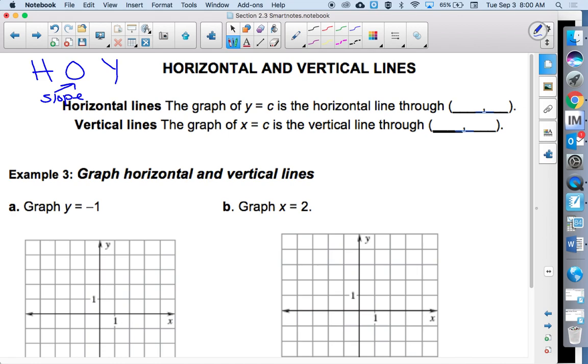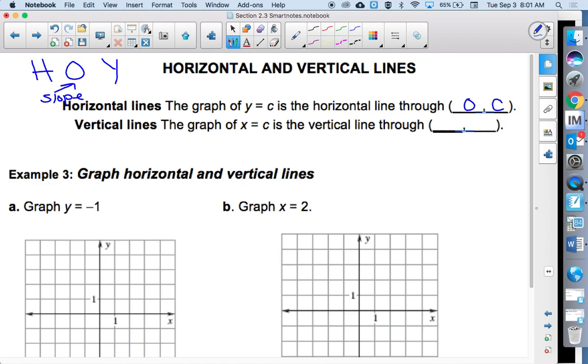It'll pass through the point of something that goes through the y-axis. So I should have some kind of point here. It says the graph of y equals c, so I'm going to have the point at 0, c. So a horizontal line is y equals, crossing through the y-axis at that value.